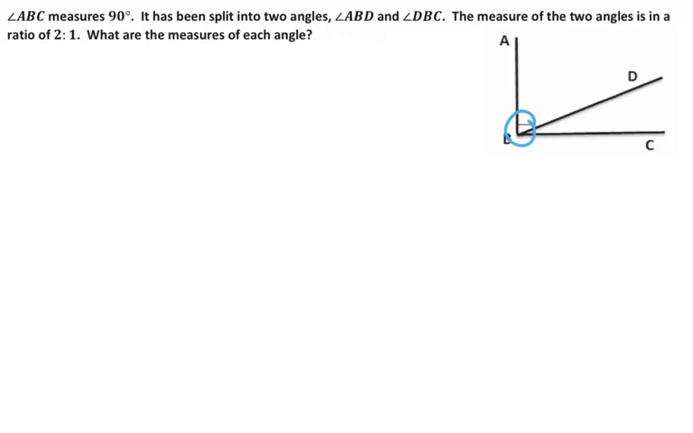So we are going to use the variable x like we've been using. So with our ratio, we can say that this is 2x and this is x. So we can write our equation. So 2x plus x is going to equal 90 degrees. Since both of these have an x in them, we can add them together to get 3x. So we'll have 3x is equal to 90.